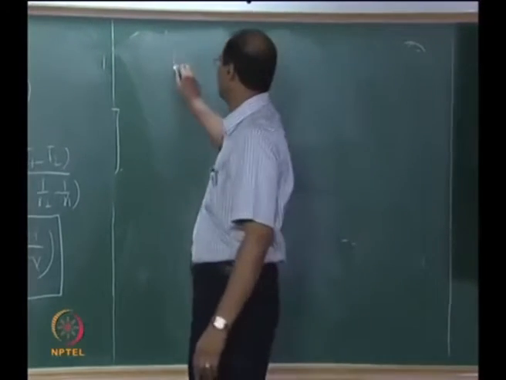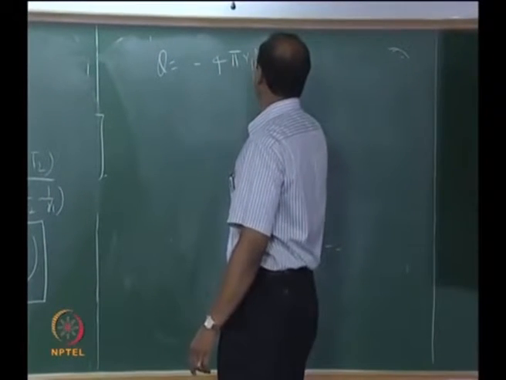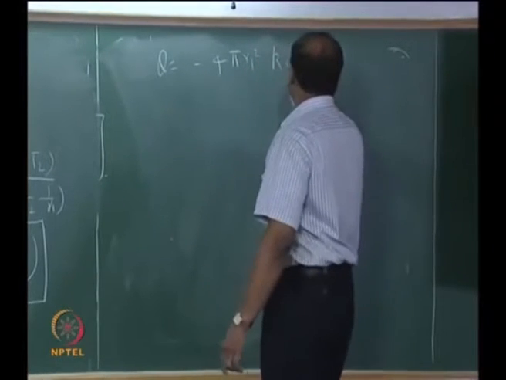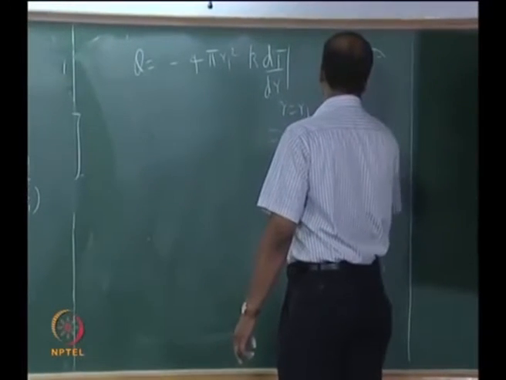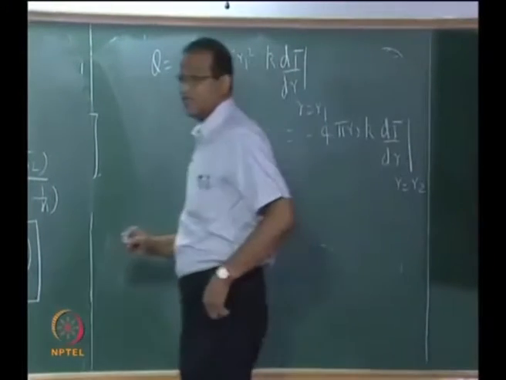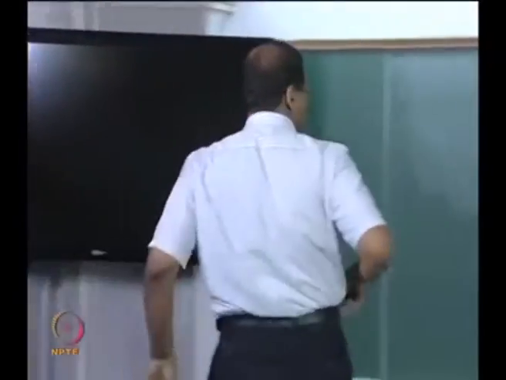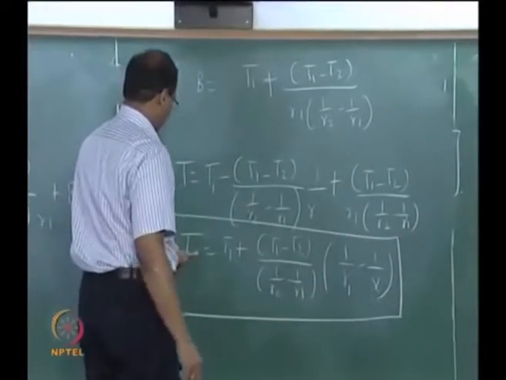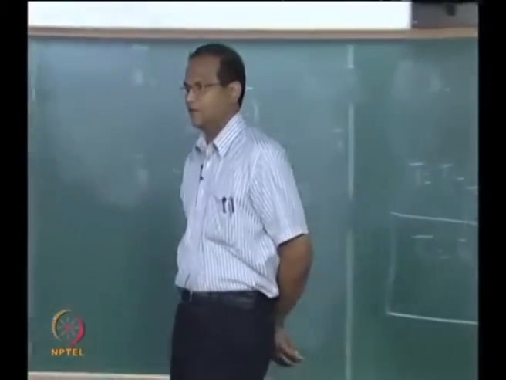Okay. Now what is Q? Q equals minus 4 pi R1 squared K dT by dr at R equal to R1, which is also equal to minus 4 pi R2 squared K dT by dr at R2. Agreed? Because it is the same heat which is going through. Yeah, it's fine now. R2 squared. Srikanth, is it okay? Following?